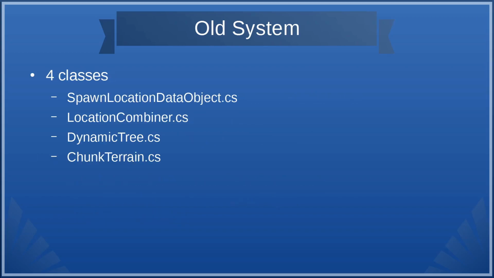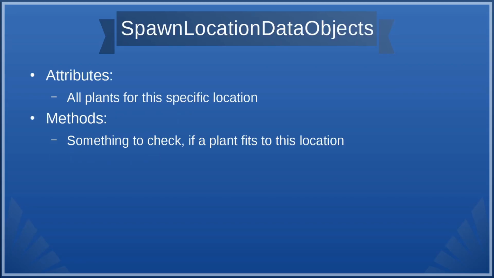In the old system there were 4 classes: Spawn Location Data Object, Location Combiner, Dynamic Tree, and Chunk Terrain. Now I go more into detail. Spawn Location Data Objects contained all plants which fit into this specific location, and a method to check if a plant fits into this location.